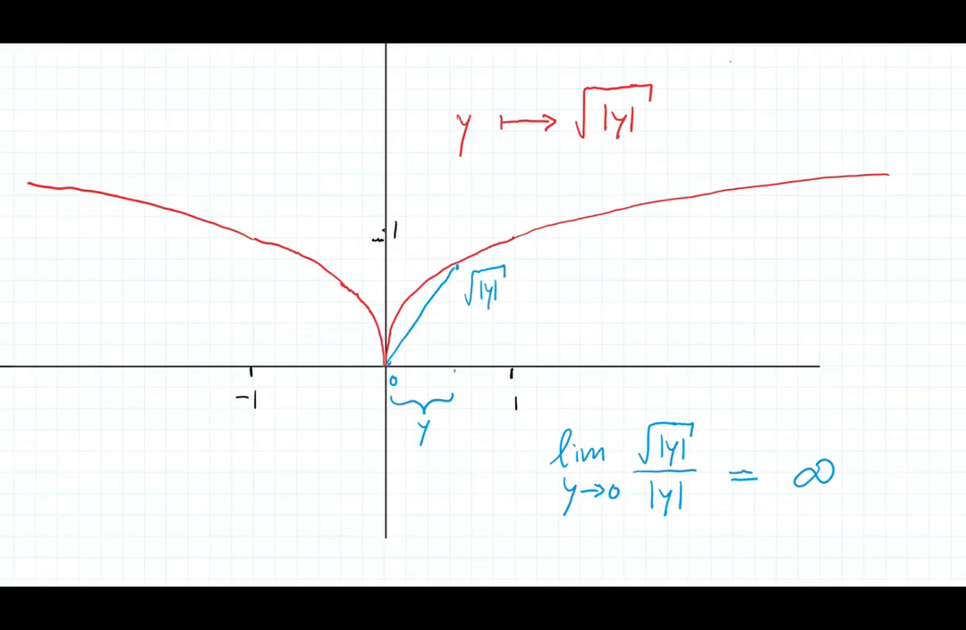Let us take a look at the sketch of this function y mapping to the square root of the absolute value of y. I've sketched the function graph here both for negative and positive values of y, but actually it's sufficient to only take a look at the positive values of y. As you can tell here, this function is not differentiable at 0. And okay, it is still differentiable away from 0, but as we get closer and closer to 0, the slope of the graph becomes infinity.